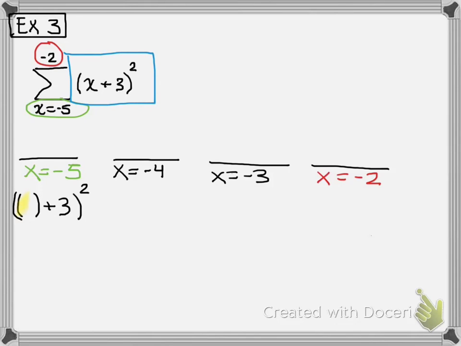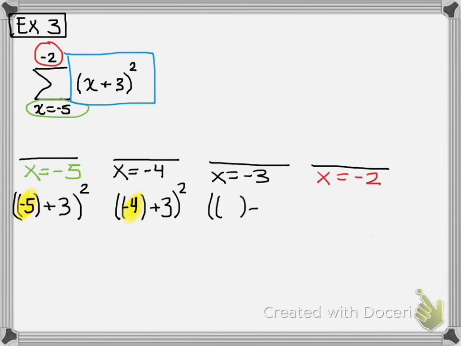Now, that number that we're going to plug in for x, that's that lower bound. So we're going to plug in the number negative 5 in here. Okay, then let's do the same thing for negative 4. So we're going to have parentheses plus 3 all squared. And this time inside of those parentheses where x used to be, we're going to have a negative 4.